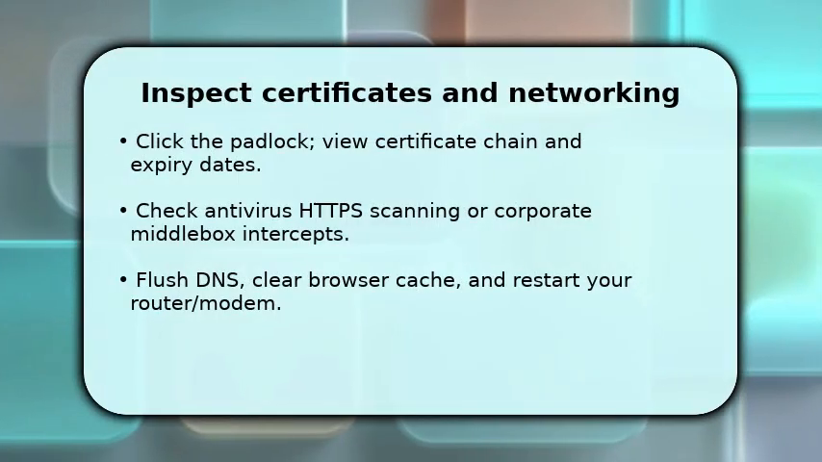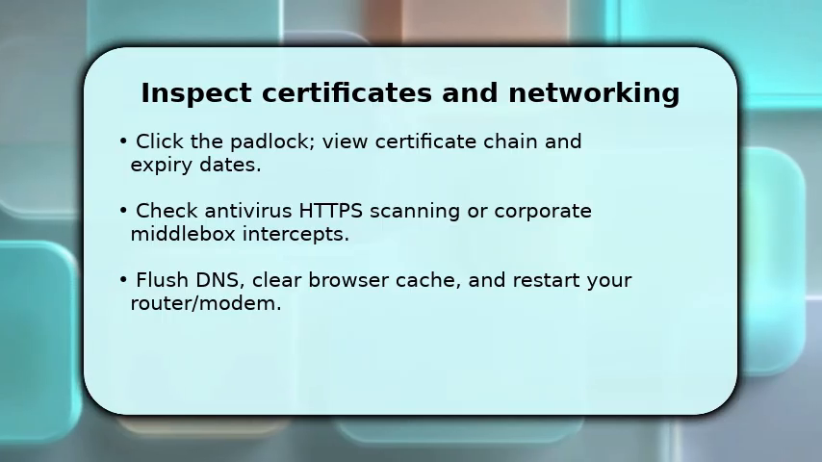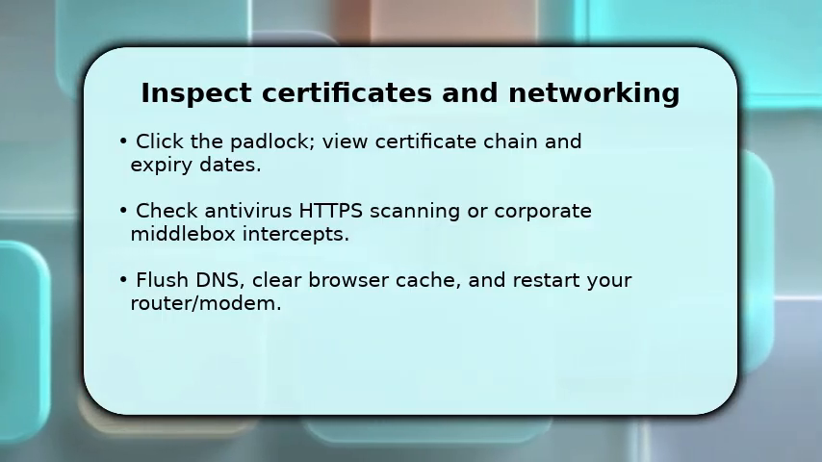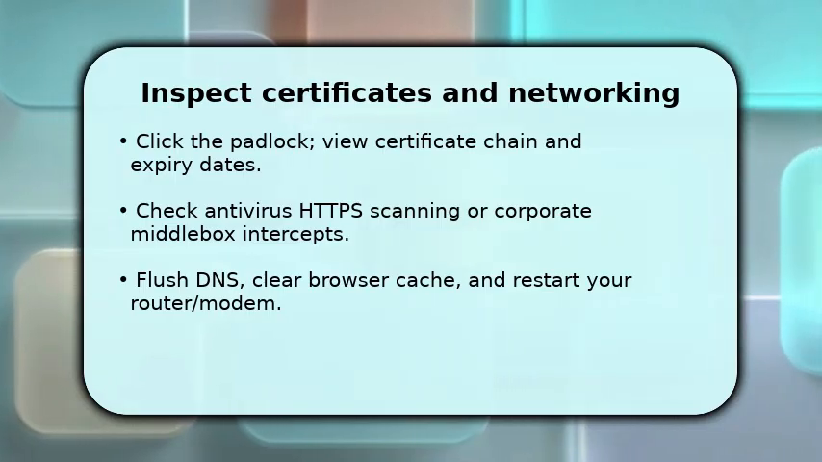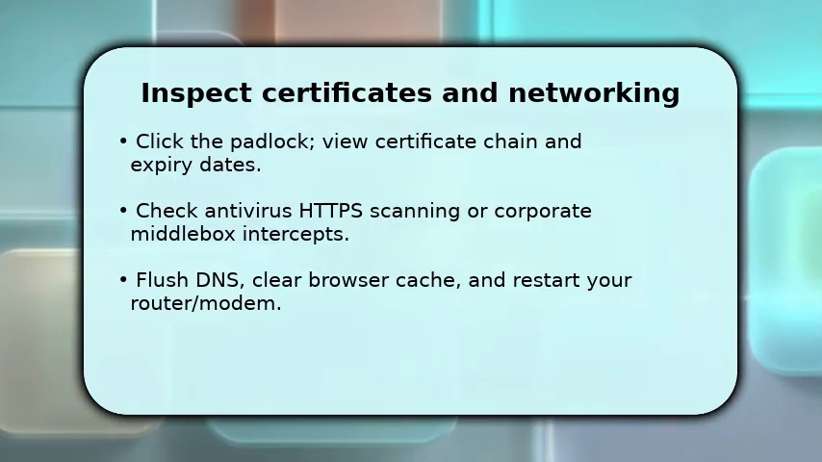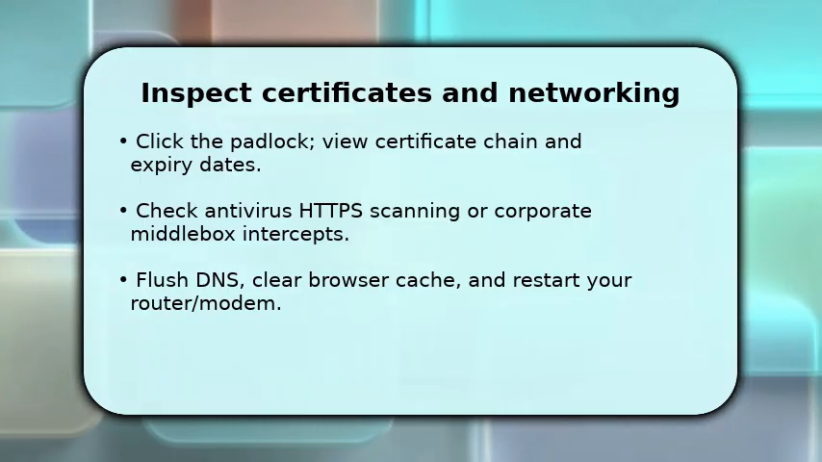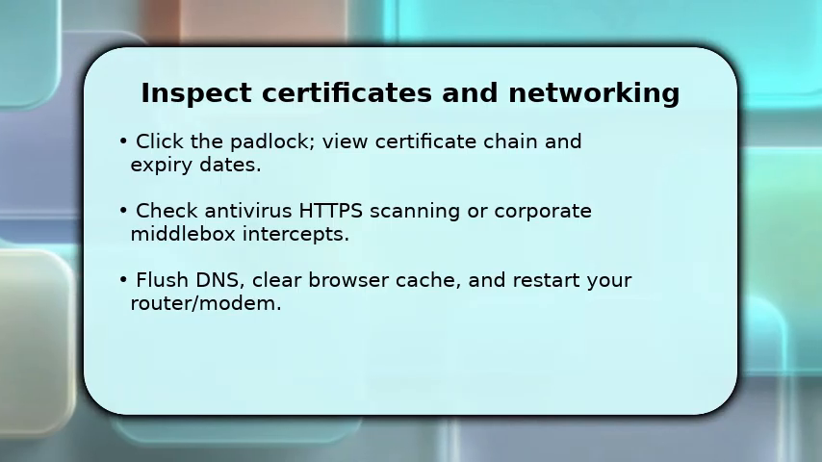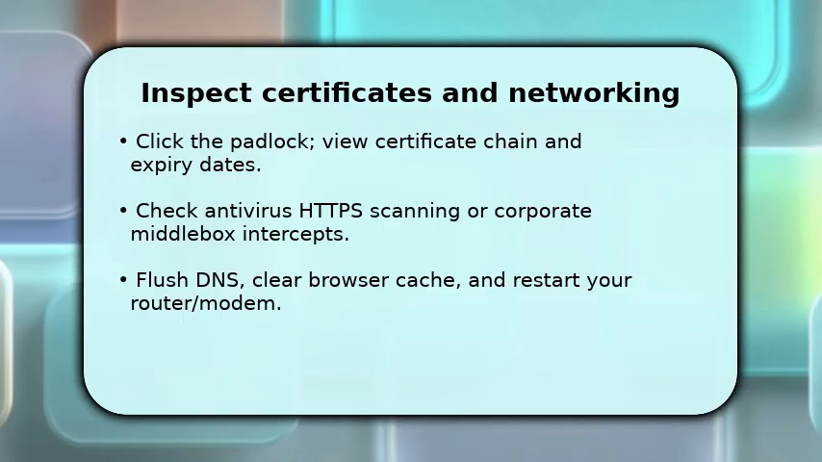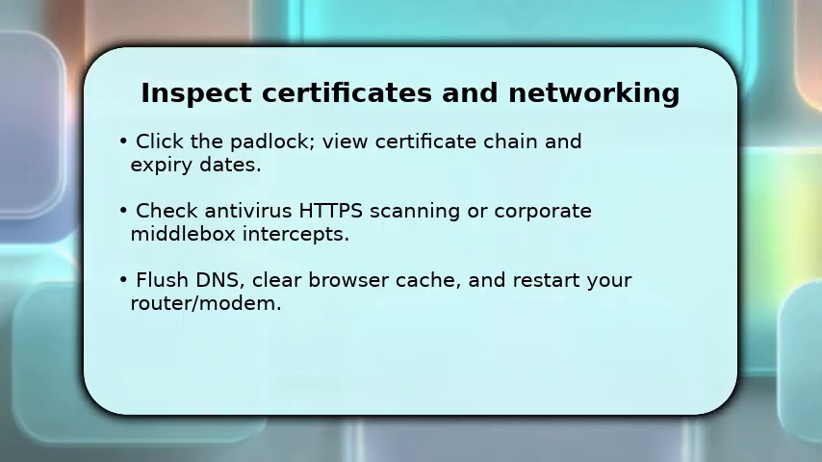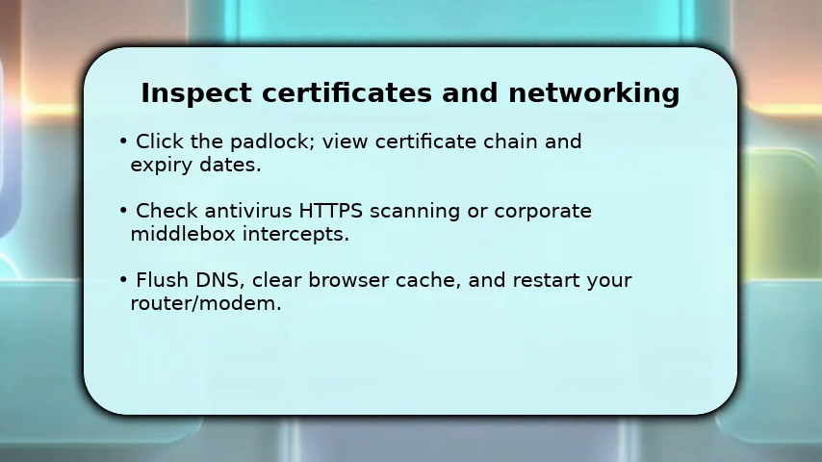Once done with basics, dig into certificates and networking to find the root cause. Click the padlock and examine the certificate chain. Check issuer, validity period, and whether an intermediate or root is missing. If you're on a work machine, confirm antivirus or firewall isn't doing HTTPS interception by temporarily disabling HTTPS scanning. Clear the browser cache, flush local DNS, and restart your router to remove stale routes. If a self-signed or untrusted CA appears, note its details for the next step.